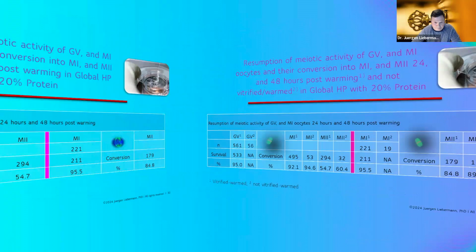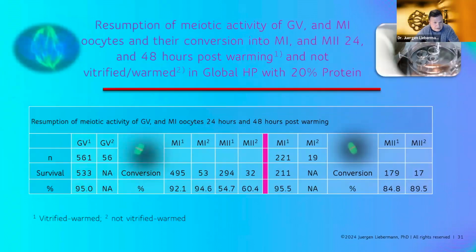As a control group, my control group is not as large as my study group, but 56 GVs I kept in culture, and I looked at their conversion rate, and you see this 94%, close to 95% converting to metaphase 1 compared to 92%, and their conversion to metaphase 2 is about 60% compared to 55%. That's the same for metaphase 1, 19, and they converted close to 90% versus 85% for vitrified.